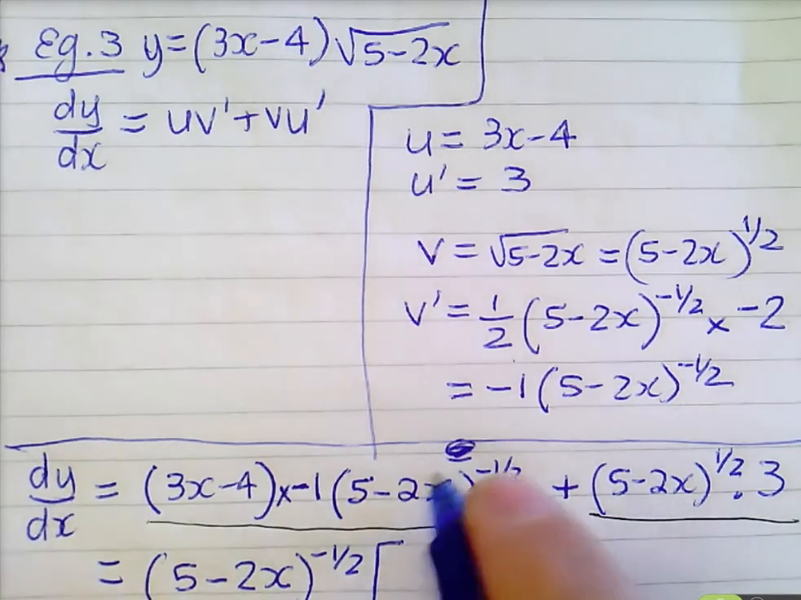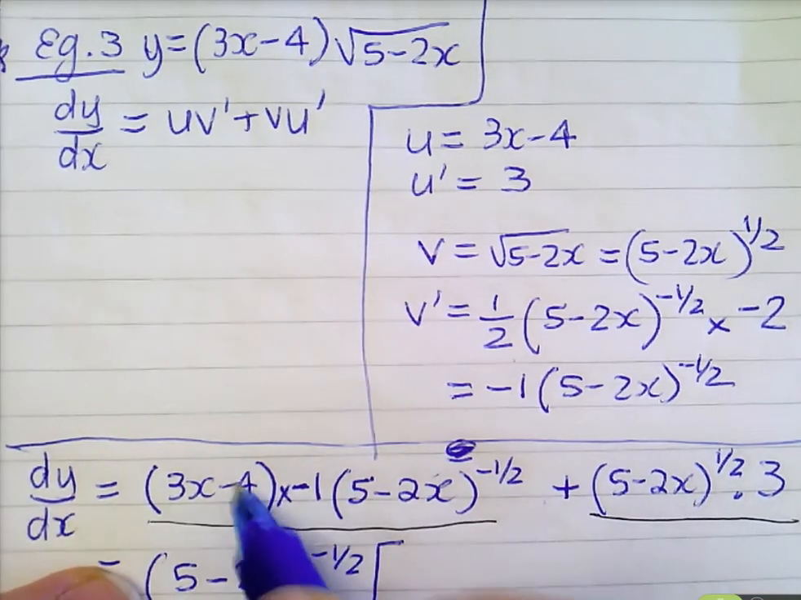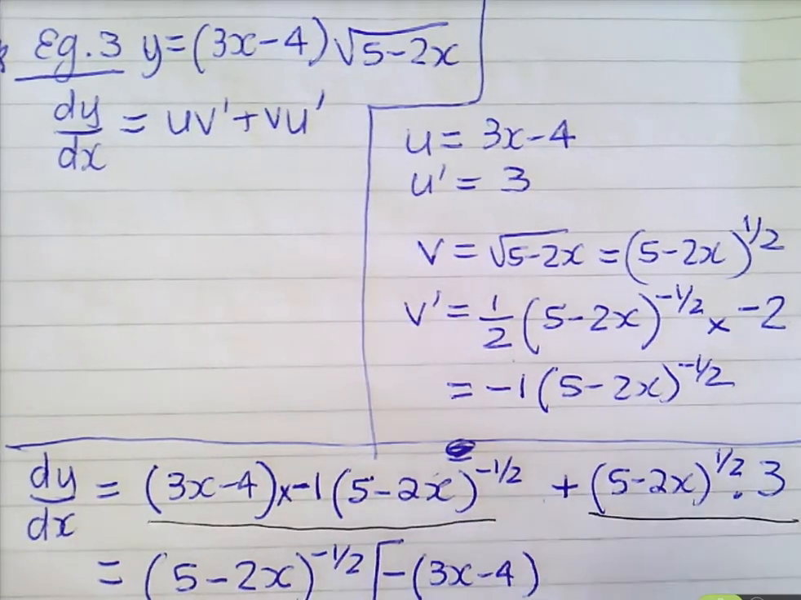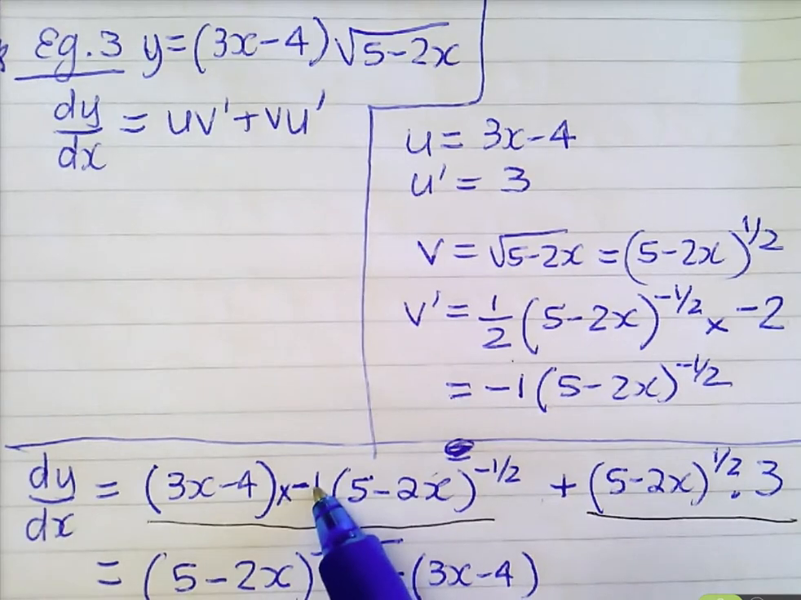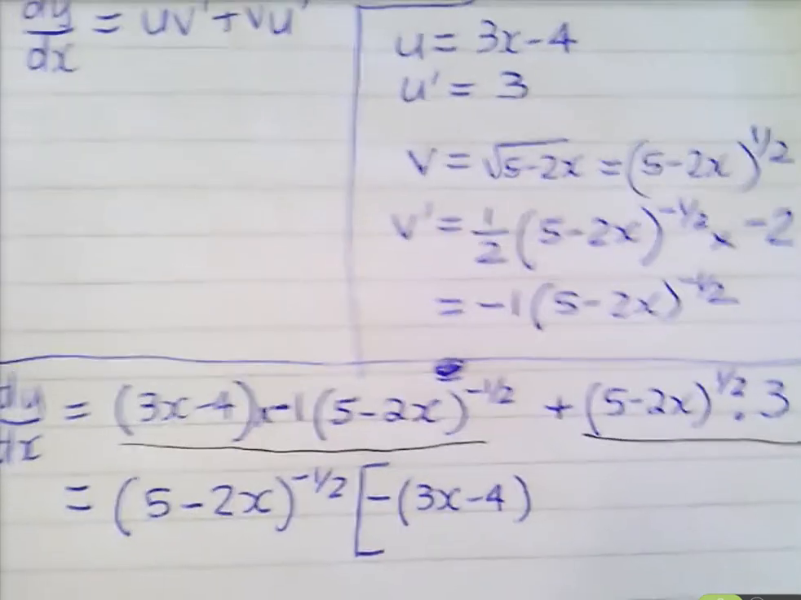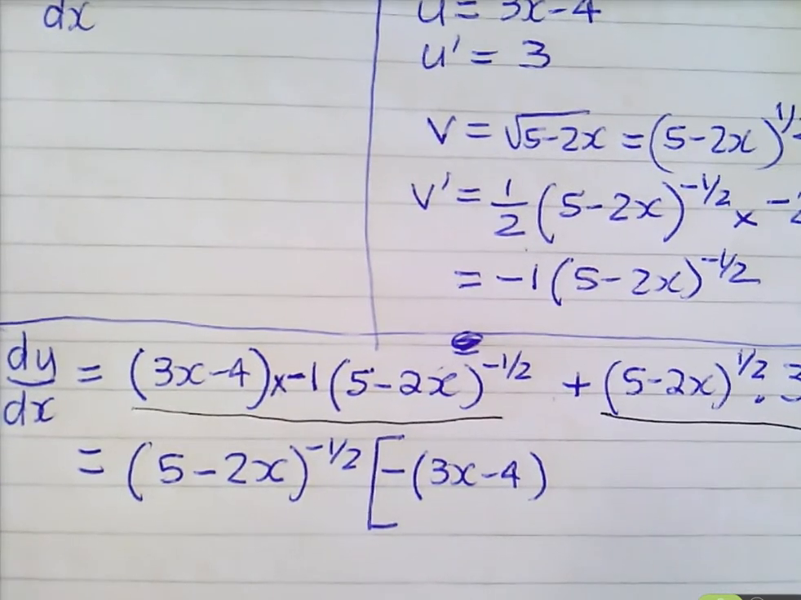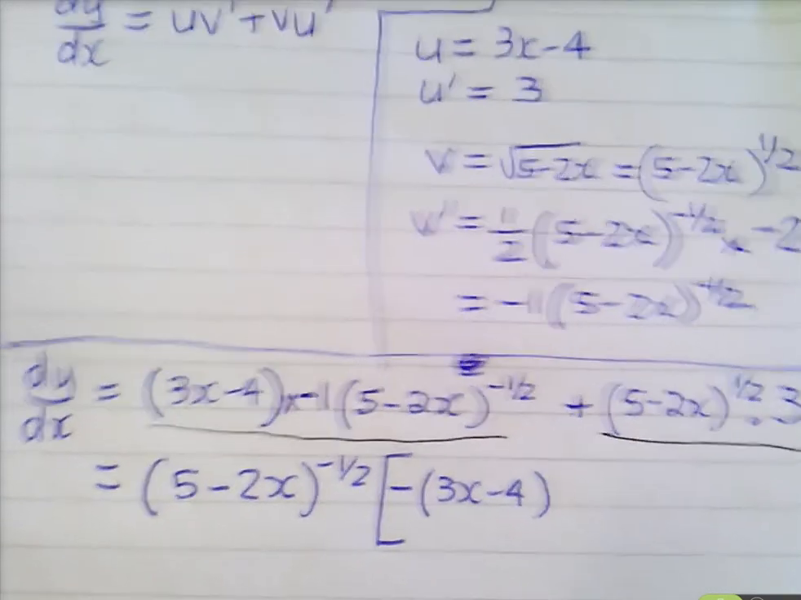So now, once I pull that out, what am I left with? 3x minus 4 times negative 1. So it's negative bracket 3x minus 4. Now, in the second term, I've just got to go up. What do we do with the half?